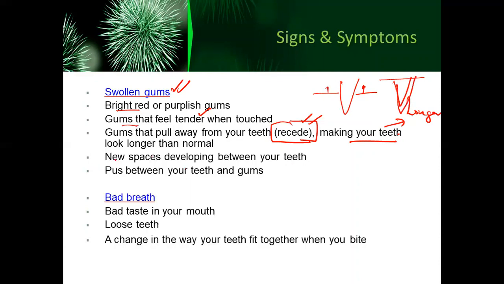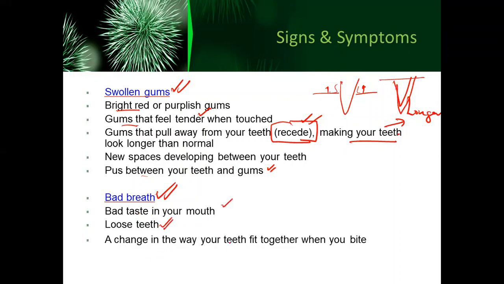So, new spaces develop between the teeth because of the gum and their surrounding tissues being affected. And that gives more opportunity for more bacteria and other things, and a continuous vicious cycle. So pus between your teeth might start forming. Then obviously now you'll have bad breath, a bad taste in your mouth. You might lose some teeth.